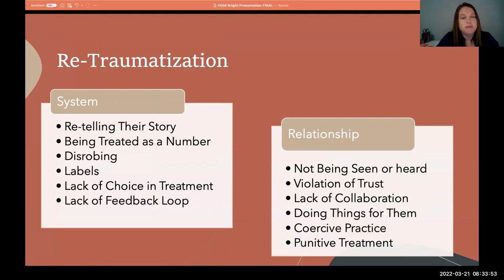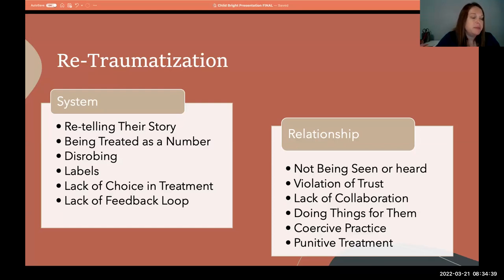In all of this, we need to be mindful that our systems are not always as advanced in their trauma-informed practice as we are. It is important organizations review their policies and procedures and begin to align them with trauma-informed care. But here are a few things that can cause re-traumatization. Having to continually retell their story for patients, being treated as a number or a case, procedures that require disrobing, being seen as a label, no choice in their service or treatment, and no opportunity to give feedback about their experiences with the service delivery.